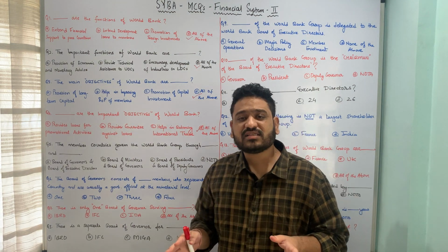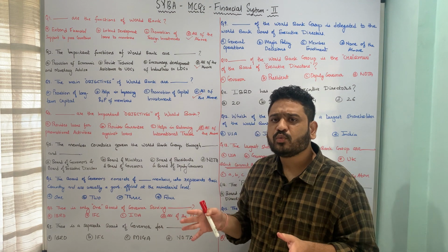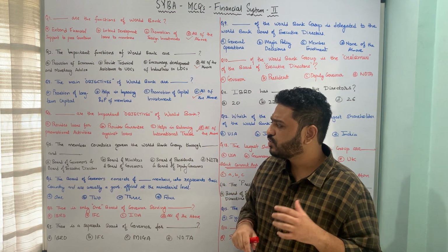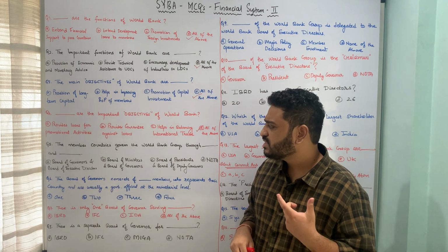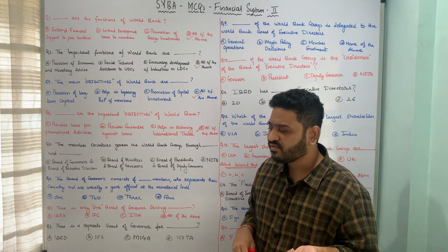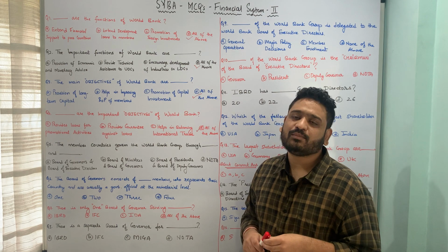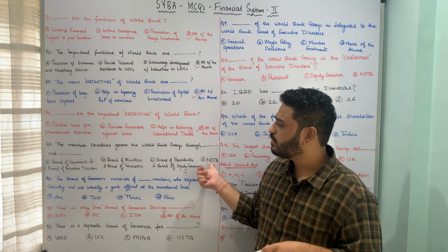The member countries govern the World Bank group through which institutions? So the underlying options are: A, Board of Governors and Board of Executive Directors. Second is Board of Ministers and Board of Governors. Third is Board of Presidents and Board of Deputy Governors, and last is none of the above.